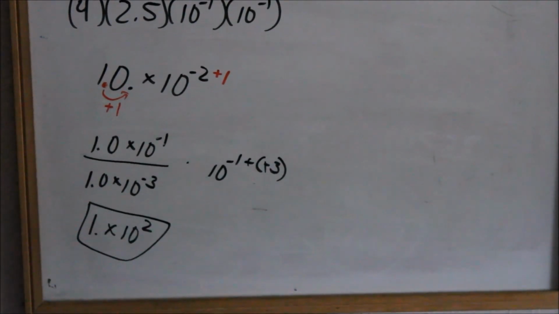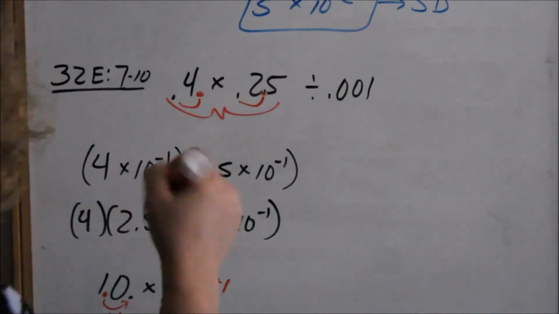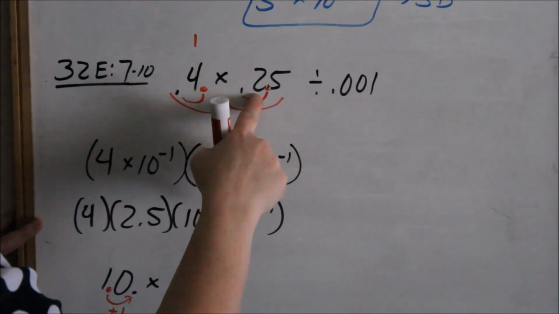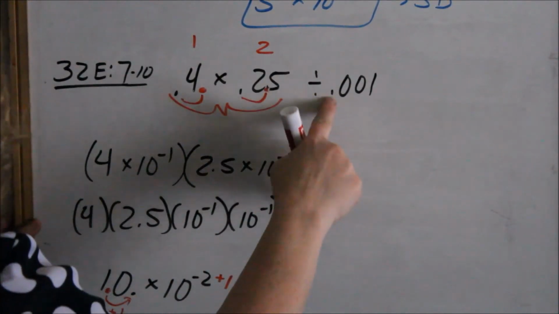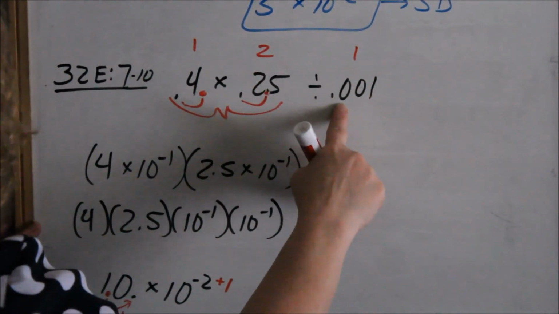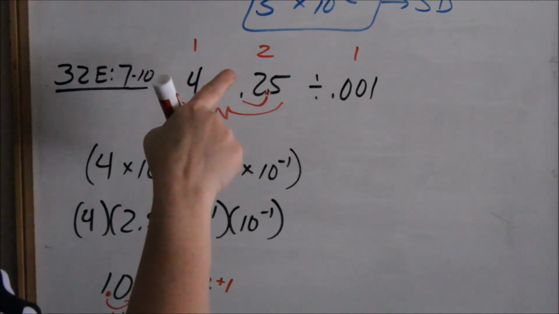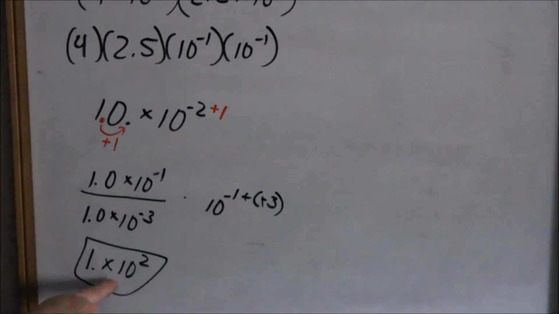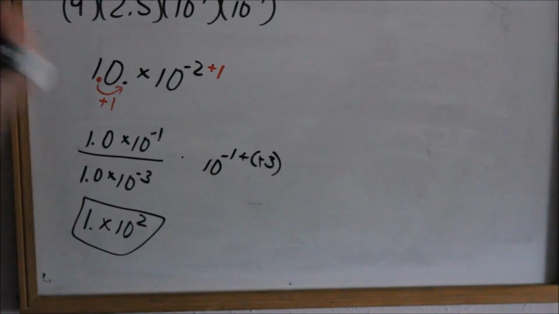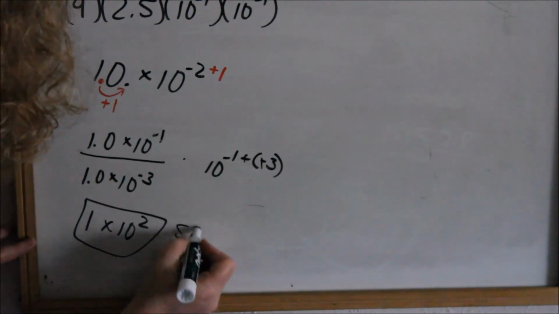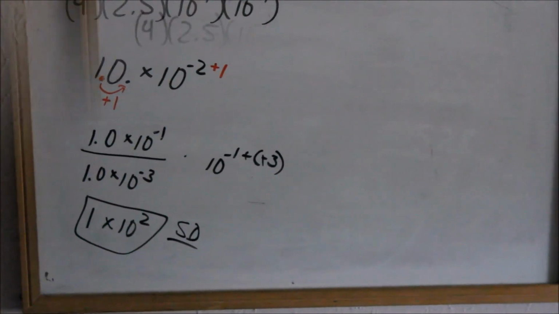So that is the answer for that, and we can look at significant digits. If you go back to the original problem, up here your 0.4 has 1 significant digit. Your 0.25 has 2. Your 0.001 only has 1 because these zeros are not significant. So I have to use the lowest number. So my answer has to be in 1 significant digit. So now let's go back down to the answer. And it already is in 1 significant digit. So that is already in significant digit form as well.